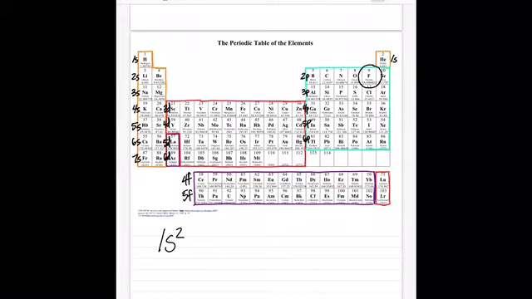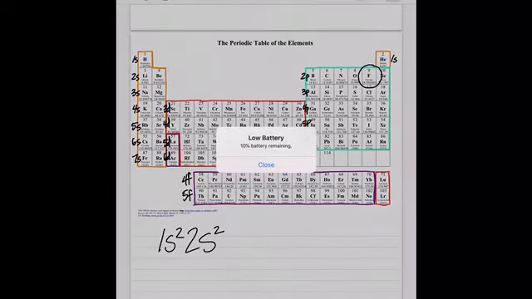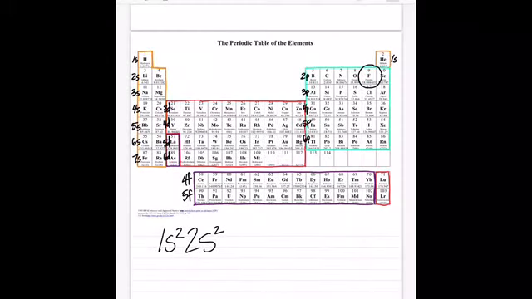Then the next one is going to be after that. We went through 1 and 2, so let's do 3 and 4. There's 3 and 4 right there. Now they are in 2s. So I need to go through both of those because ours is over here. That's going to be 2s2. Then we have gone through number 3 and number 4. We've been through both of these.